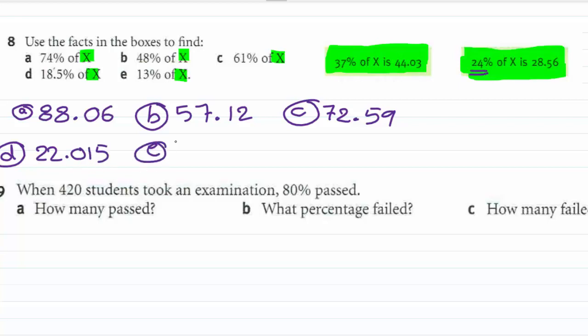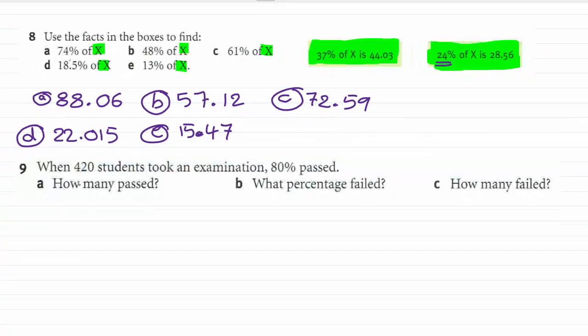And the last one, E, 13. How can we get 13? If we subtract 24 from 37, 37 minus 24 is equal to 13. We're going to subtract the result of 37%, 44.03, minus the result of 24%, which is 28.56. So it will be 15.47.